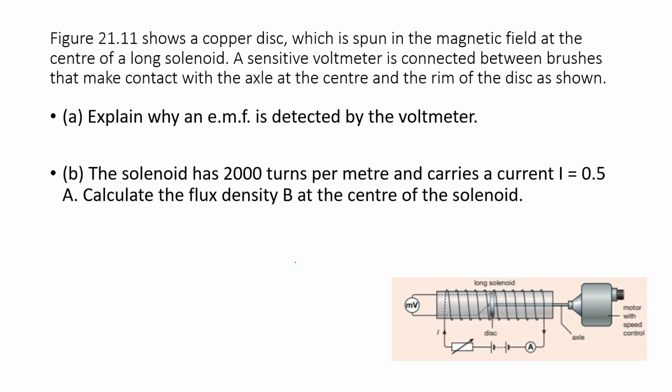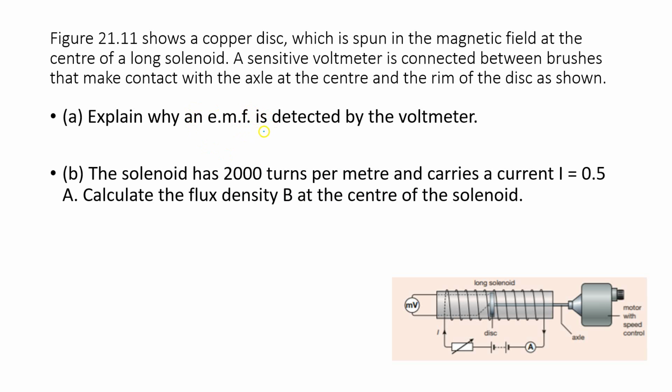All right, so we want to take on this quick question here. It says that figure 21.11 shows a copper disc which is spun in a magnetic field at the center of a long solenoid. A sensitive voltmeter is connected between the brushes that make contact with the axle at the center and at the rim of the disc as shown. Explain why an EMF is detected by the voltmeter. B, the solenoid has 200 turns per meter and carries a current of 0.5 amps. Calculate the flux density at the center of the solenoid.